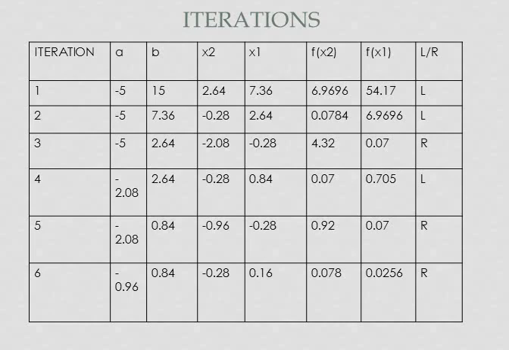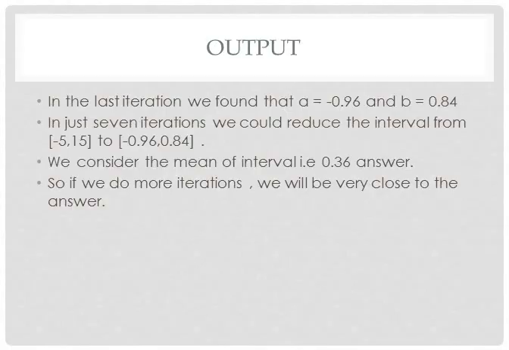After some iterations, we can see the search interval is reduced to minus 0.96 and 0.84. So from minus 5 and 15 to minus 0.96 and 0.84, we could reduce the search interval in just 6 iterations. We need to perform some more iterations to compute the exact answer. In the last iteration, we got a equal to minus 0.96 and b as 0.84, so in 7 iterations we could achieve this. We will take the mean as the answer with very little error.